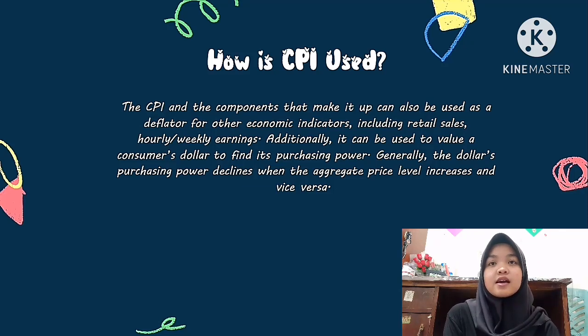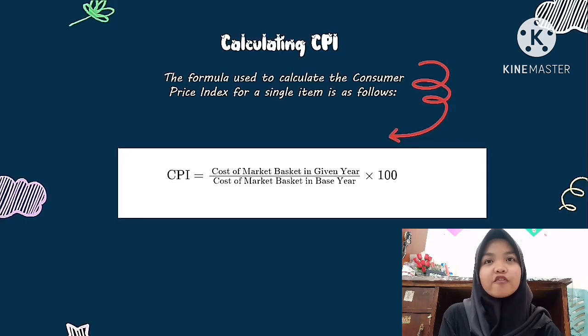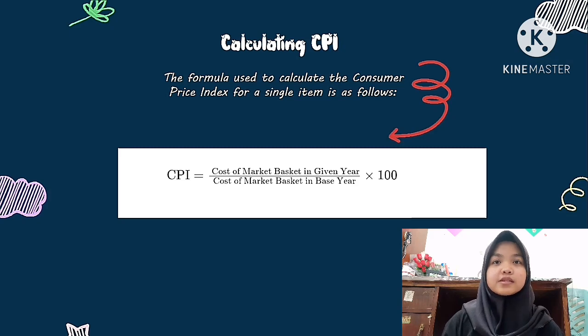Okay, this is calculating CPI. The formula used to calculate the consumer price index for a single item is as follows. The formula is CPI equals cost of market basket in given year divided by cost of market basket in base year, times 100.